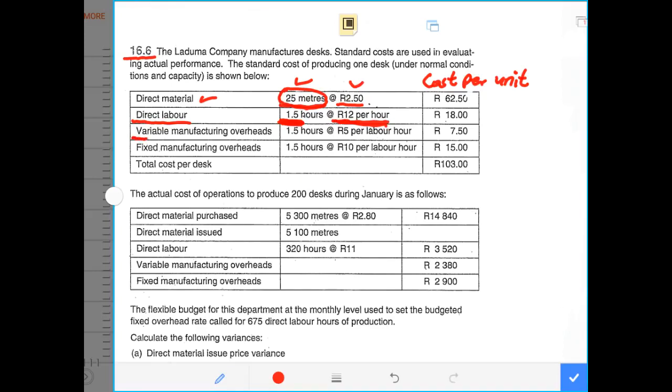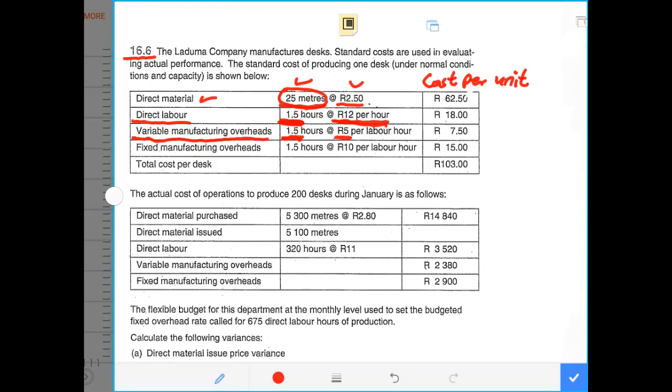Then we are given the variable manufacturing overheads as 1.5 hours per unit. So that means it takes 1.5 hours to complete 1 unit in terms of the variable manufacturing overheads. That means the standard variable overhead hours per unit is 1.5 hours. And our variable overhead is incurred at a standard of 5 rand per labor hour.